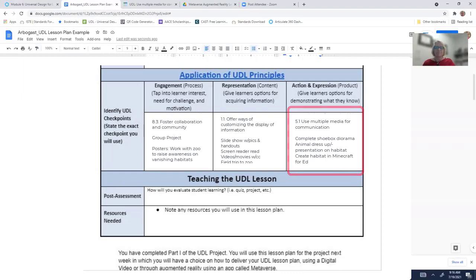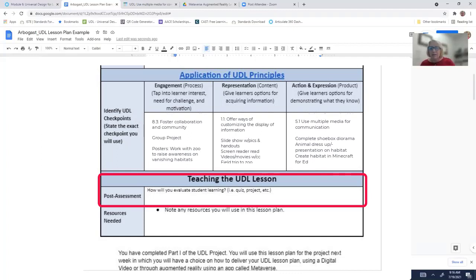It's okay to use maybe one, but try to find some other ones that are different than the ones that I used. Okay, last section here, teaching the UDL lesson. Now we're down to the nitty-gritty. How actually are we going to teach the lesson? So what is my post-assessment going to be? I can have them do multiple projects. They can do a shoebox diorama, they can dress up, but how am I actually going to assess that they recognize their habitat? The animals need different environments to survive in that habitat.